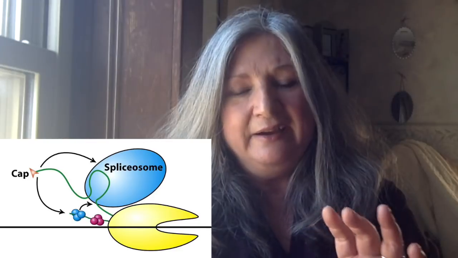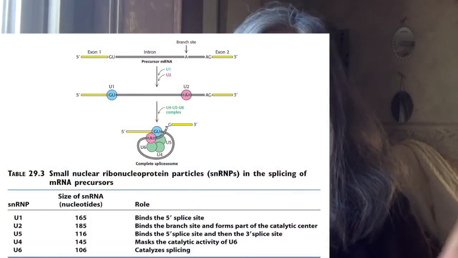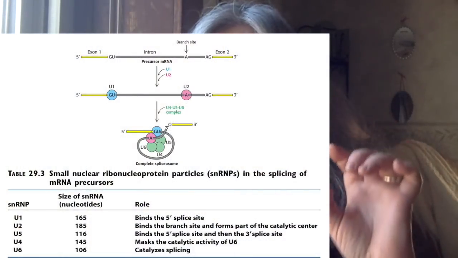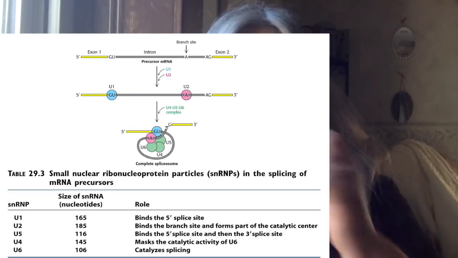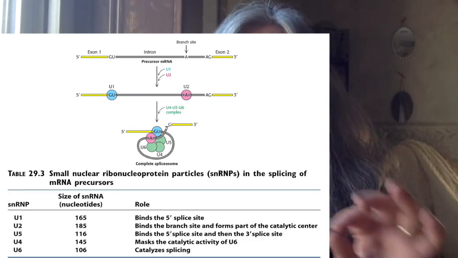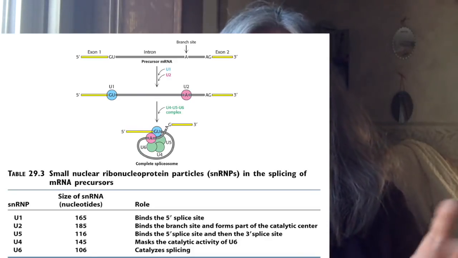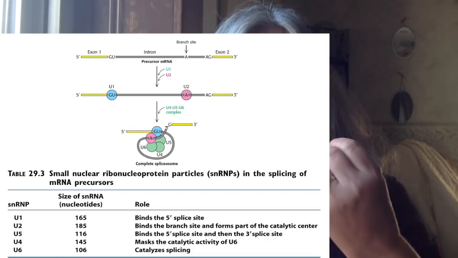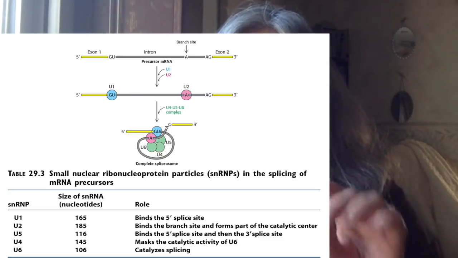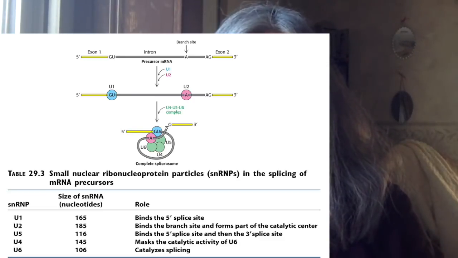This splicing is carried out by U-SNRPs: U1, U2, U4, U5, U6. You need to know these numbers and what they do? No, you don't. You just need to know that these are U-SNRPs that are going to do this, and they're comprised of RNA and protein. The RNA is catalytic and the protein is structural.